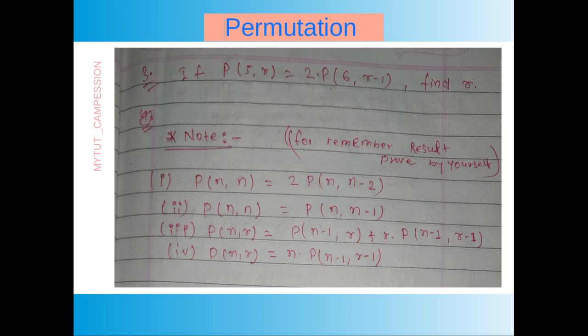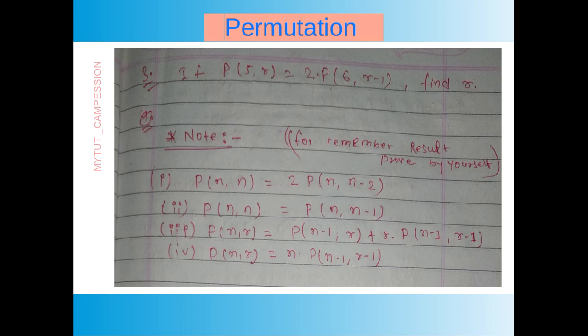Now the third question is P(5,4) equal to 2 into P(6,r minus 1), find r. Here is the third question, similar to the previous second question. So you can solve it by yourself. If you have any problem, then ask in the comment box.